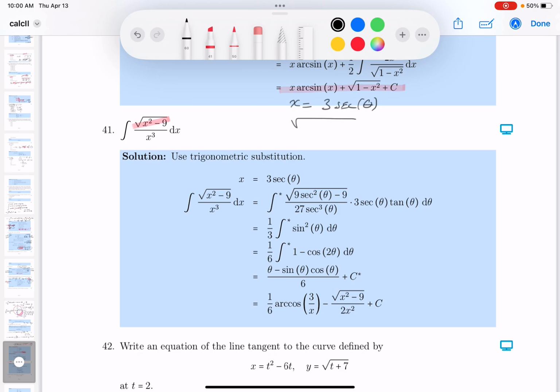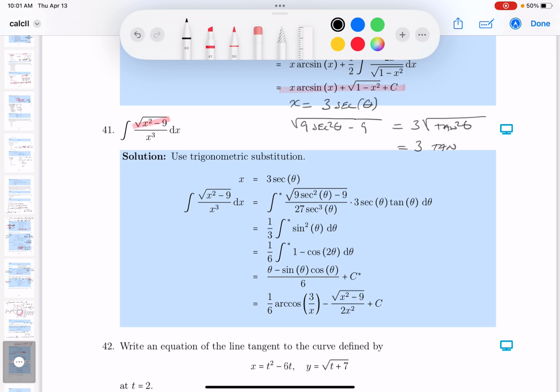I'm going to write down 3 secant squared theta. Not 3, it's 9, sorry about that. Let me get my eraser out. Minus 9. Well, I factor a 9 out, it's going to be 3, and then you get secant squared theta minus 1, which is tangent squared theta. This works out pretty nicely, especially when we check these invertible regions. It's going to be 3 tan theta.